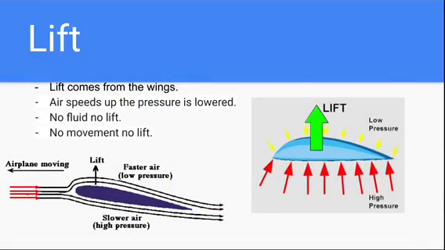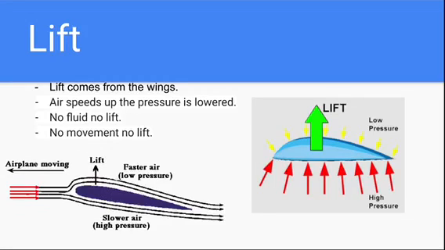So first is lift. Lift is the force that is opposite of weight, and lift comes from every part of the airplane, but most lift comes from the wings. The cause of lift is if airspeed's up, then the pressure is lowered. So the wing will generate the lift because the air goes faster over the top, creating a spot of low pressure, and so then we have lift.